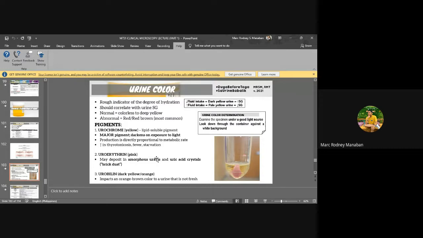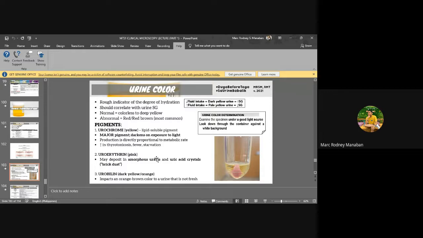Urochrome is a lipid-soluble pigment, so it darkens on exposure to light. Alright, this is the major pigment that contributes to the normal color of urine. Production is directly proportional to your metabolic rate. So meaning if mas intense imong metabolism na yung mga infection or mga disease processes, mas intense pud ang pag-produce sa urochrome, mas daghang ma-produce. Kay directly proportional siya. So it's increased in thyrotoxicosis, fever, and starvation.